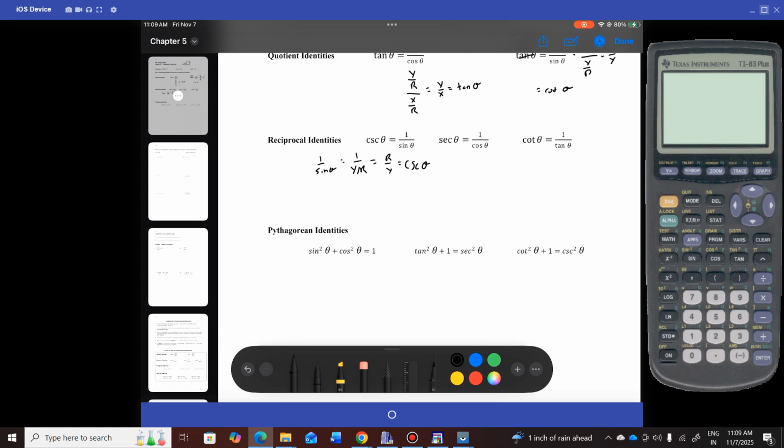We'll do the same thing with cosine. 1 over cosine is 1 over x over r, which becomes r over x, which is secant theta. And then with tangent, 1 over tangent is 1 over y over x, which becomes x over y, which is cotangent theta.